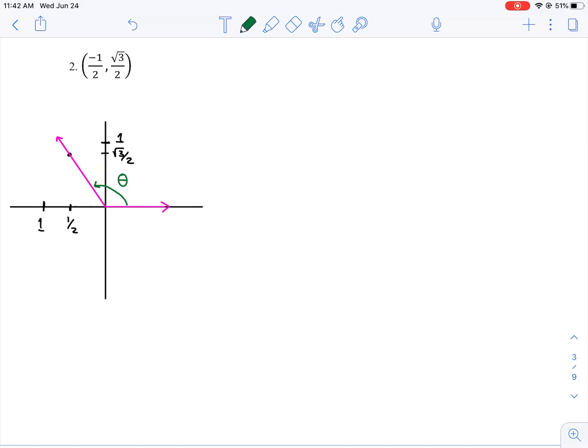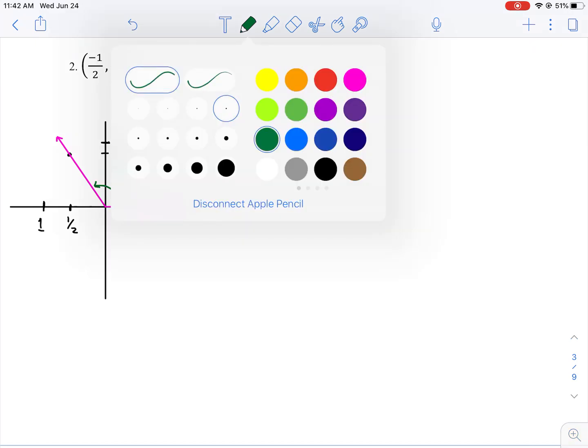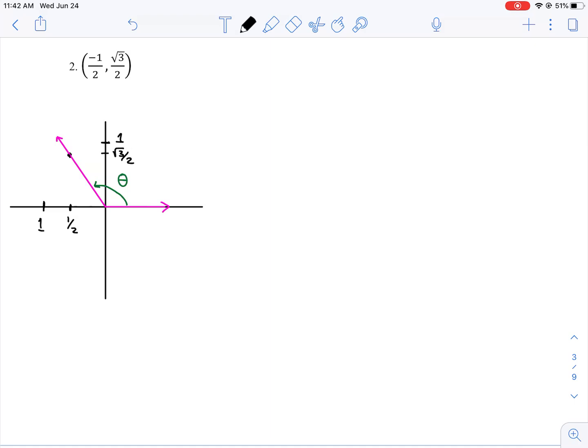So we want to find sine theta, cosine theta, tangent theta, etc. And to do that, I'm going to draw a vertical line from the coordinate to the x-axis, which creates that right triangle. And we need to find the radius. We know that the horizontal distance is -1/2 and the vertical distance is the square root of 3 divided by 2.